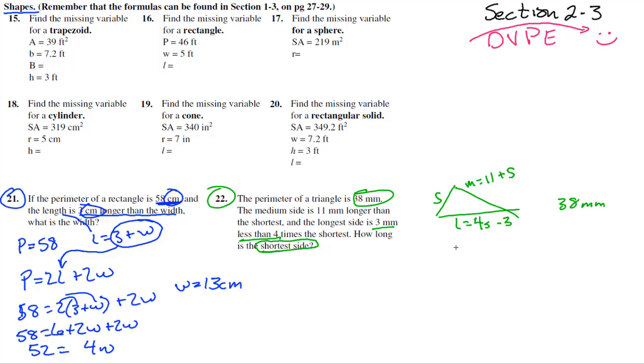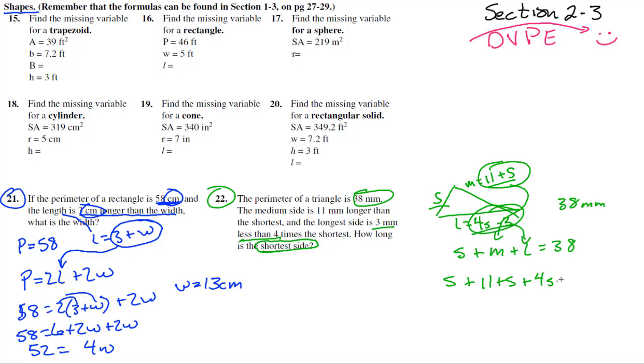Good, good, good. So how do we get perimeter? We add them up. So we take this plus that plus that. Now, if you could do it in really slow motion and write it like this, and then say, oh, this goes in for M, and that goes in for L, or some of you will be able to see it: it's the shortest side plus the medium side, which is 11 more than the shortest, plus 4 times the shortest minus 3, that's the longest side, all has to equal 38. The 3 of them have to add up to that total perimeter.